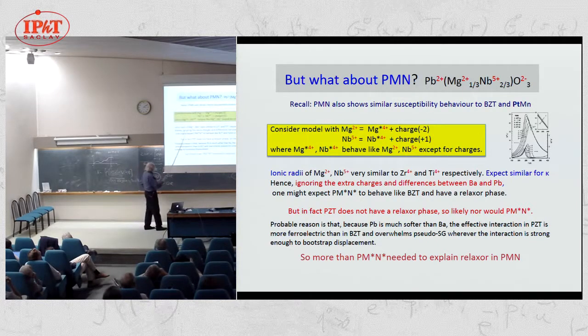Now we know that the ionic radius of magnesium is almost exactly the same as that of zirconium. Niobium is almost the same as titanium. And so we might expect similar things for the kappas, the displacement forces.